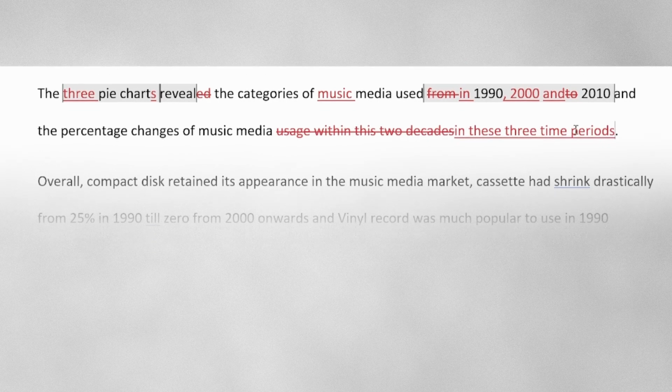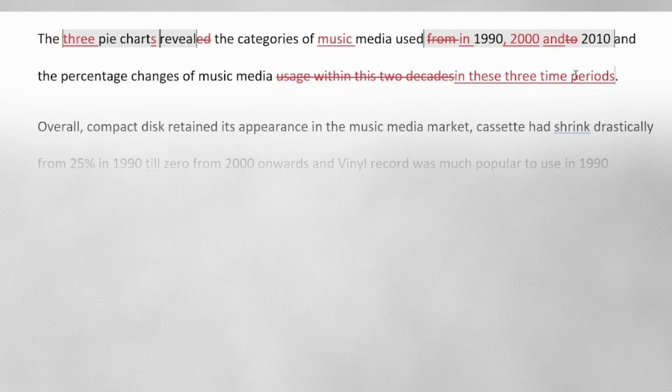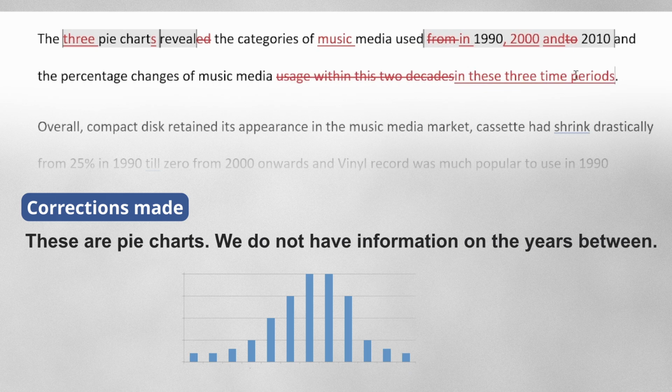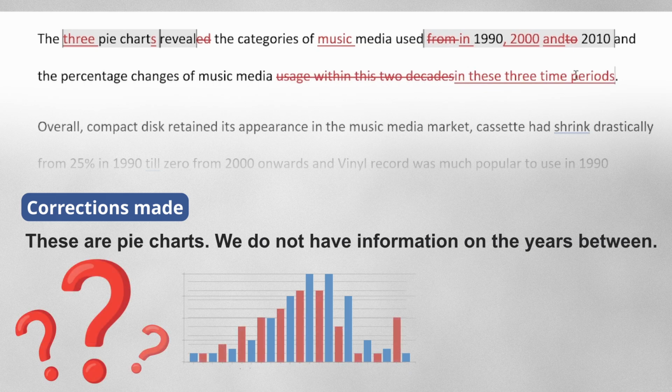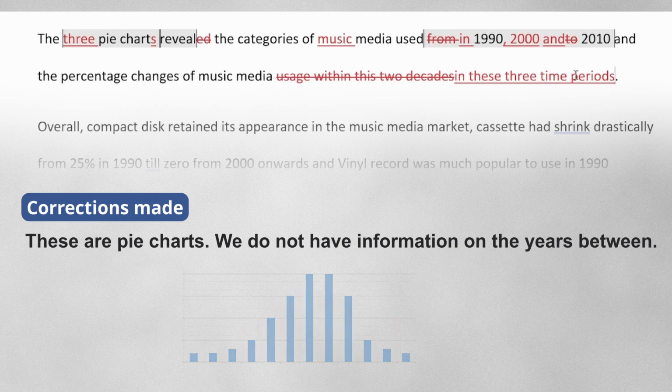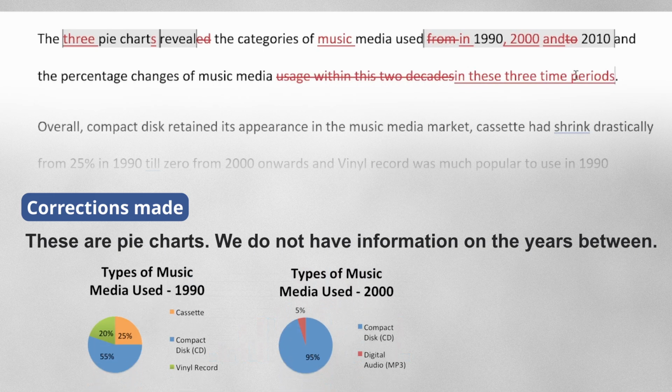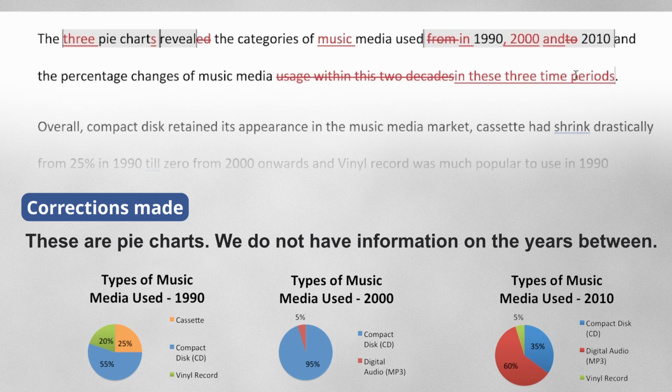Notice the corrections. The student wrote media used from 1990 to 2010. This is an incorrect format, again, because this is not a line graph. We do not have data for all of those years. We simply have data for 3 time periods, 1990, 2000, and 2010.